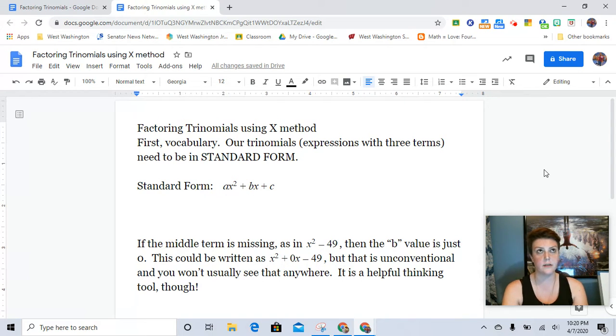And so the standard form for a quadratic is ax squared plus bx plus c. And so that's our squared term, our x term, and our constant term. This is what we call descending order, but you don't need to know that today.